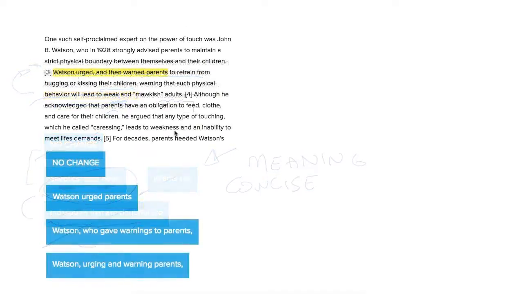The following is an example of a concision question. This kind of question will require you to identify two or more answer choices that express virtually the same idea and to know to select the most concise answer choice from among them. Let's read the sentence with a highlighted portion. Watson urged and then warned parents to refrain from hugging or kissing their children, warning that such physical behavior will lead to weak and mawkish adults.